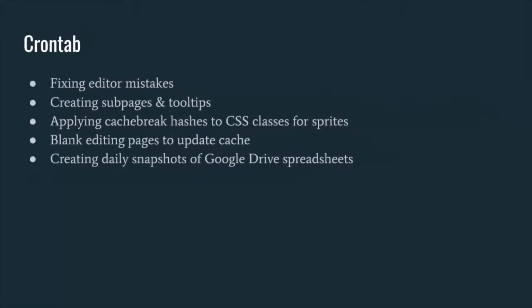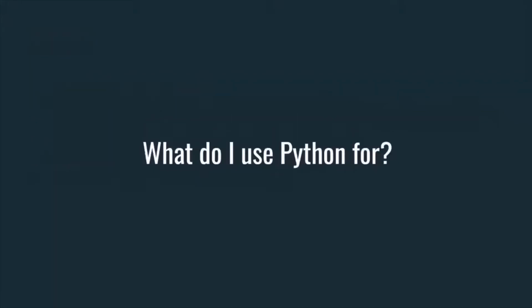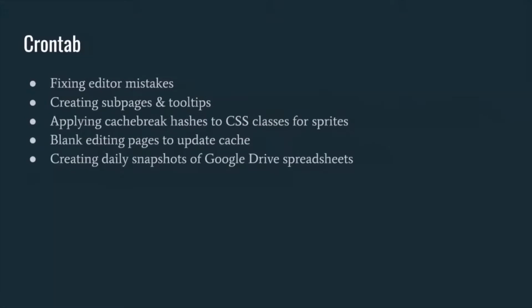So what do I use Python for? Well, the quick answer is literally everything. So a lot of cron tab stuff will be Python scripts. I have some stuff that fixes common editor mistakes. So if editors typically make certain mistakes, all of my wikis are public, so we get random editors who will just make lots of incorrect edits all the time. And so if I can identify regular expressions to fix them, then I have cron tab scripts to fix these, such as date formatting and stuff.